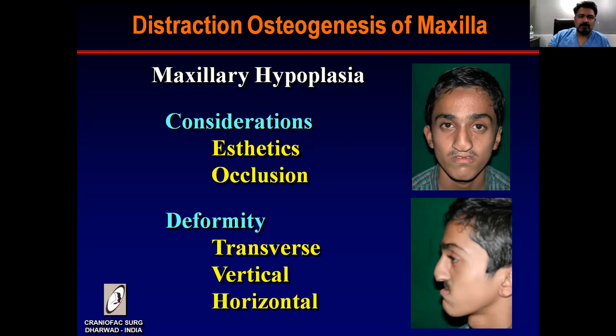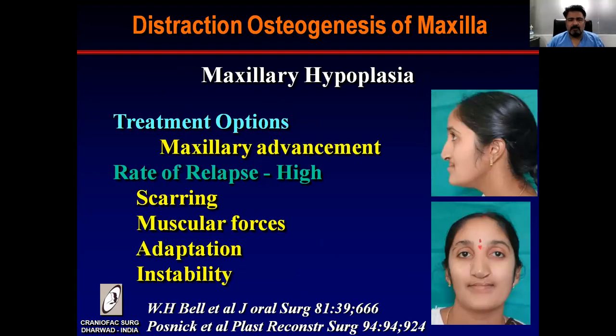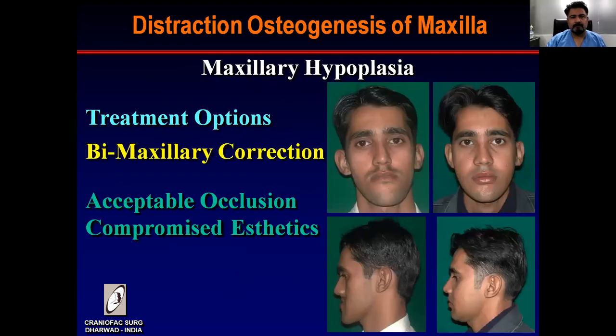Okay, so we'll start with maxillary hypoplasia. The consideration is aesthetics and occlusion. Deformity is transverse, vertical, and horizontal. In maxillary hypoplasia, the treatment option is maxillary advancement. The rate of relapse is very high in this. Scarring, muscular forces, adaptation, and instability are there. This is a bimaxillary correction case of maxillary hypoplasia, and you can see a drastic change in the face of the patient.